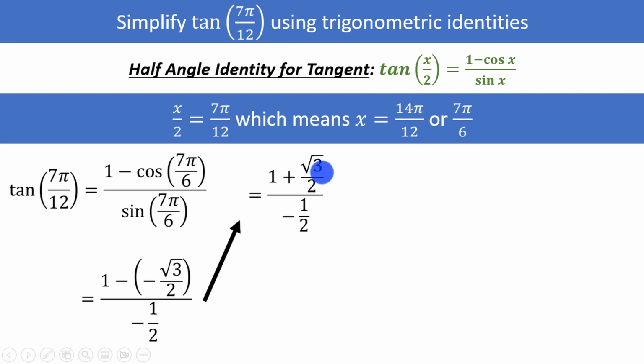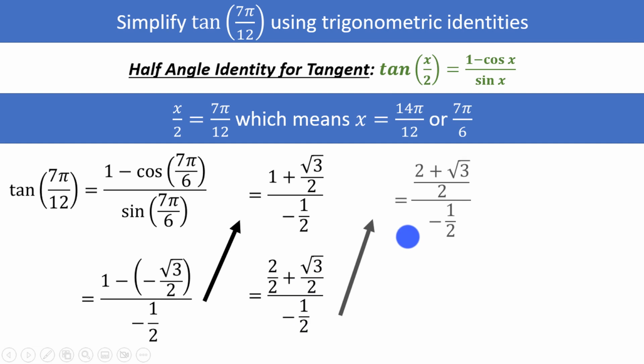Let's get a common denominator on the terms in the numerator. We can rewrite 1 as 2 over 2, so that we have 2 over 2 plus the square root of 3 over 2 divided by negative 1/2. Combining the fractions on the numerator, we have 2 plus the square root of 3 over 2 divided by negative 1/2.